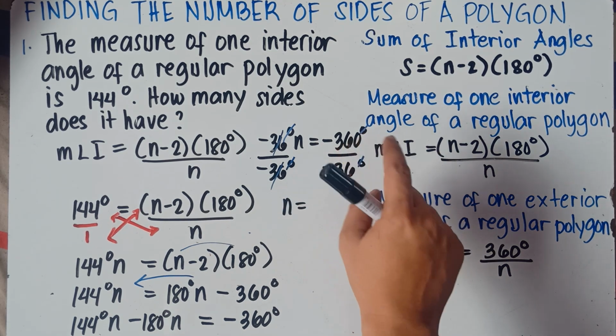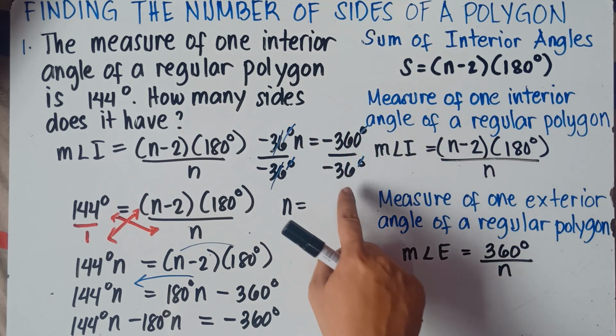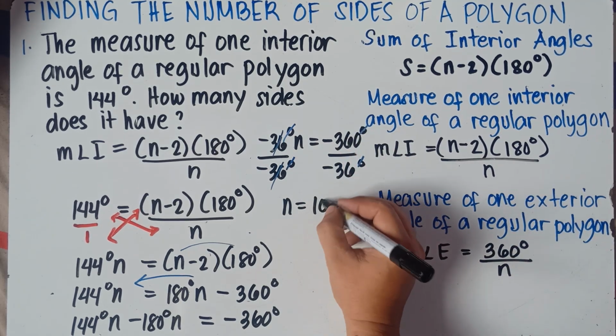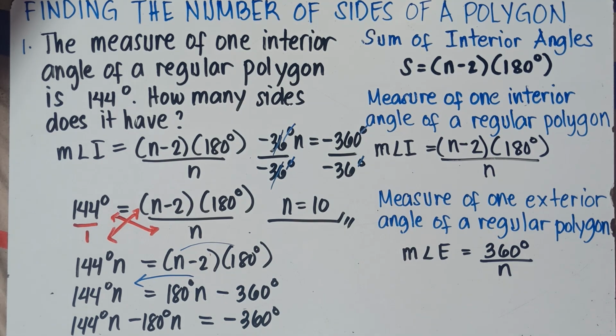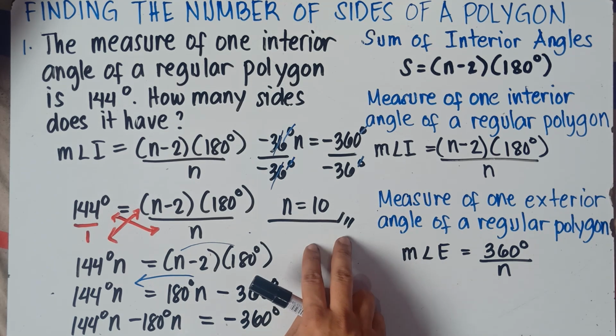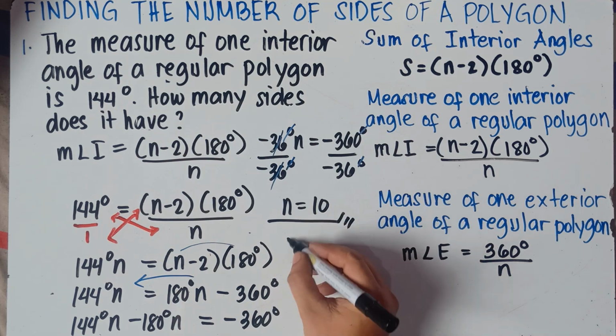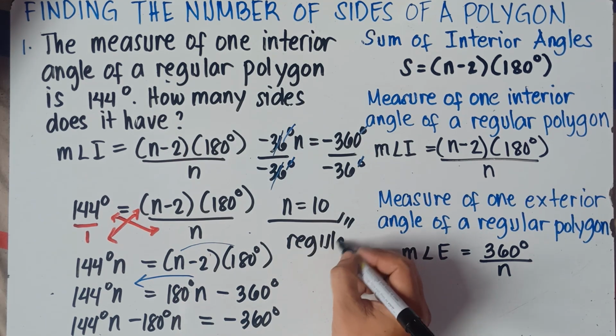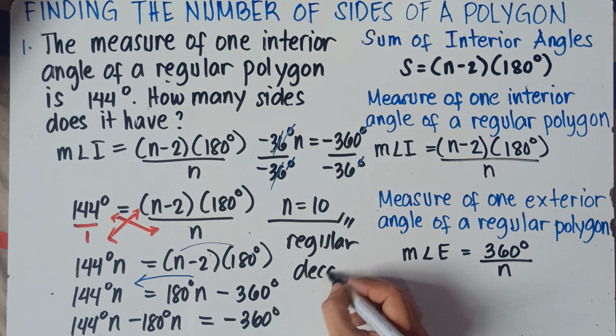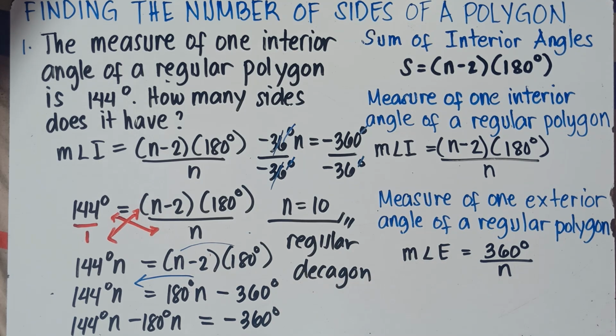360 divided by 36, that would be 10. Alright, so therefore, we have 10 sides. Now, a polygon with 10 sides, we call this one decagon. Since this is a regular polygon, this will be a regular decagon for this example, class. Regular decagon: equal sides and all interior angles are congruent.